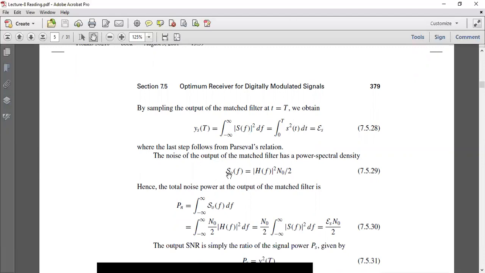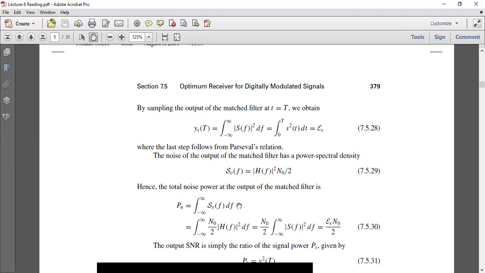The noise at the output of the matched filter has a power spectral density S0(f). The input spectral density was N0/2, and it is multiplied by the absolute value of the filter response squared, giving N0/2 |H(f)|². So the spectral density of the noise is also enhanced. The total noise power at the output of the matched filter is obtained by integrating this spectral density, from minus infinity to plus infinity.